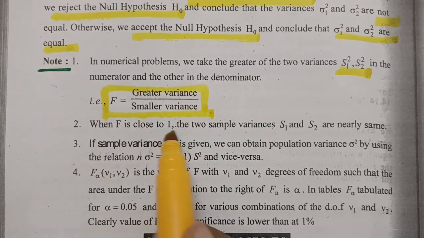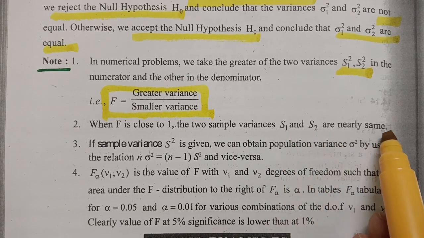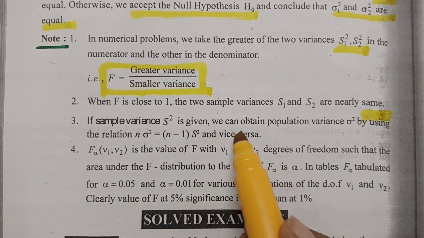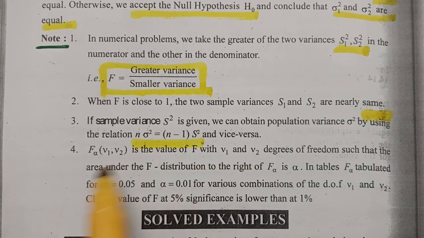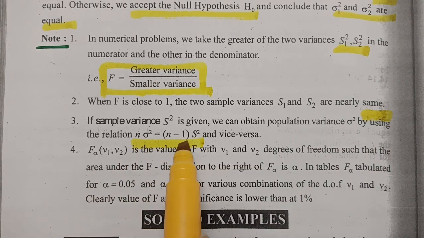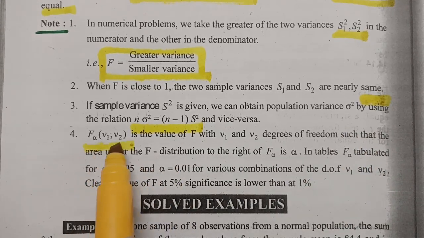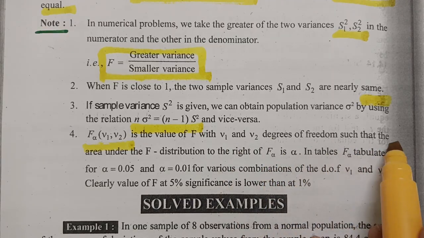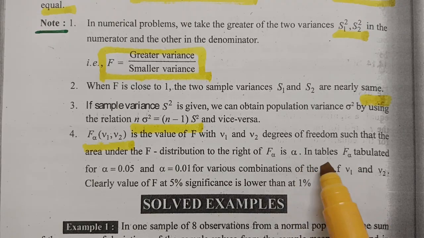If F is close to 1, the two sample variances s1 square and s2 square are nearly the same. And see here, if the sample variance s square is given, we can obtain the population variance sigma square by using the formula n sigma square is equal to (n1 minus 1) into s square, and vice versa. And F alpha, v1 and v2 is the value of F. v1 and v2 are the degrees of freedom such that under the F distribution, the area to the right of F alpha is alpha, and in the table F alpha.